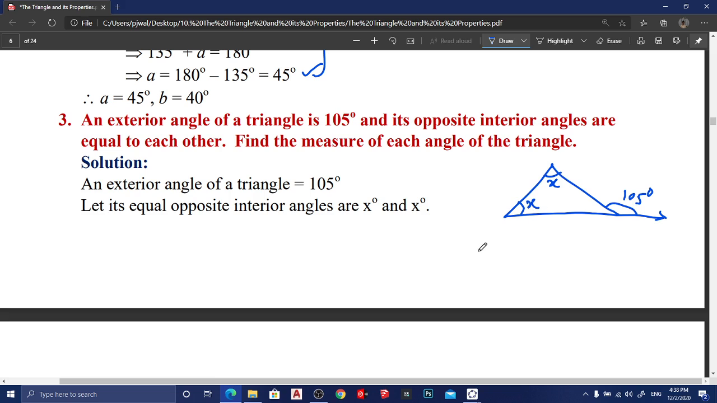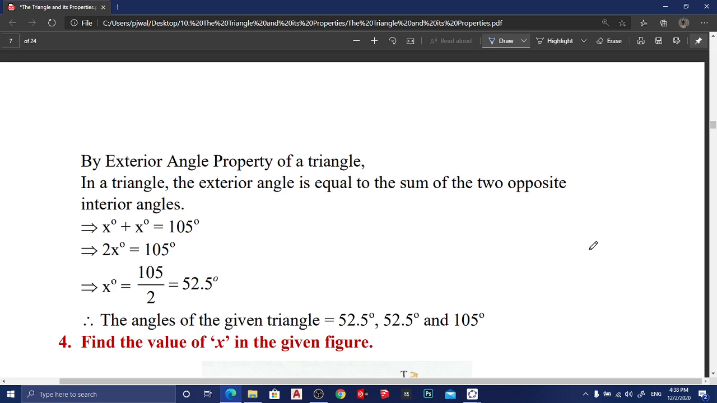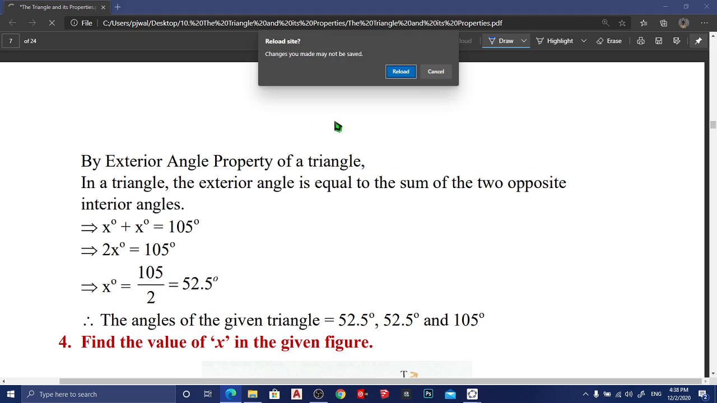So now you know the relation between these two. Sum of these two angles, which is x plus x, is equal to 105 degrees. So 2x is equal to 105 degrees. x is equal to 105 divided by 2. We will get how much here? 52.5 degrees is each angle here. 52.5 degrees is each angle. That's what we have to write here.